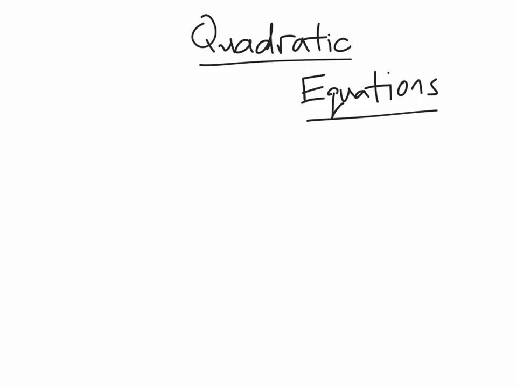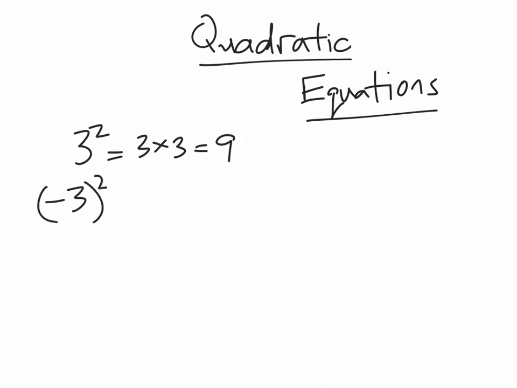The question is, is it possible to have more than one solution to an equation? So if I give you 3 to the power of 2, what does it equal? Well, it equals 3 times 3, which equals 9. What's negative 3 squared? What does that mean? Well, it's negative 3 times negative 3, which equals 9, because a negative times a negative makes a positive, and 3 times 3 makes 9. So you can see that both 3 to the power 2 and negative 3 to the power 2 are 9.